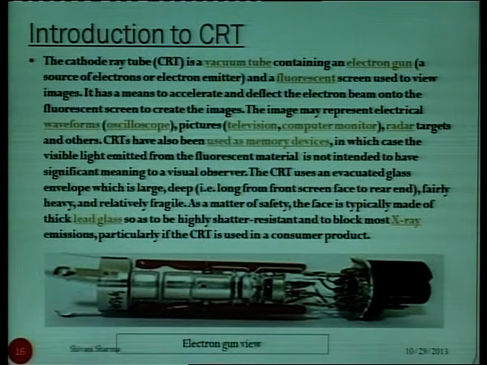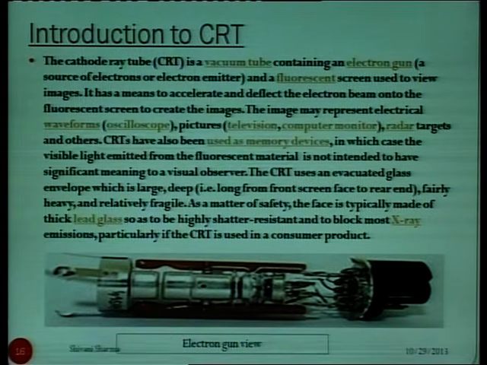Then we will discuss the introduction to the CRT. CRT is a vacuum tube which contains an electron gun. It can be 1, it can be 3, and a fluorescent screen which is used to view the images, and we have some means to accelerate and deflect the electrons onto the fluorescent screen and create the images on the screen. So, an image may be represented as an electrical waveform, or it can be a picture, or it can be a radar target, it can be anything.